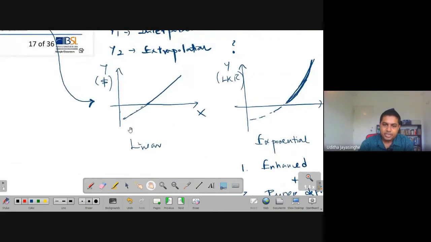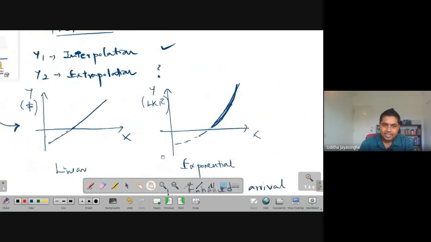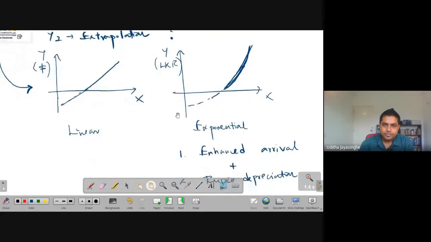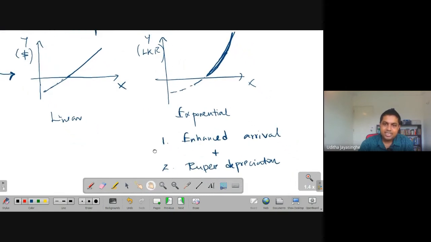Now, when you're putting in US dollars and arrivals, it is a nice linear relationship. But once you put it into LKR, not dollar, rupee, this is what you see. You're going to see an exponential pattern. It's not linear, it is growing exponentially. Now, the typical explanation is that this pattern is going to be due to two reasons. This enhanced arrivals is true for both, but this will typically have the rupee depreciation also.